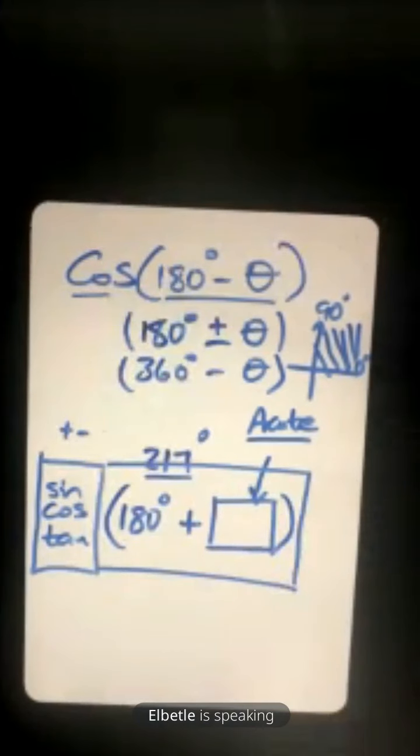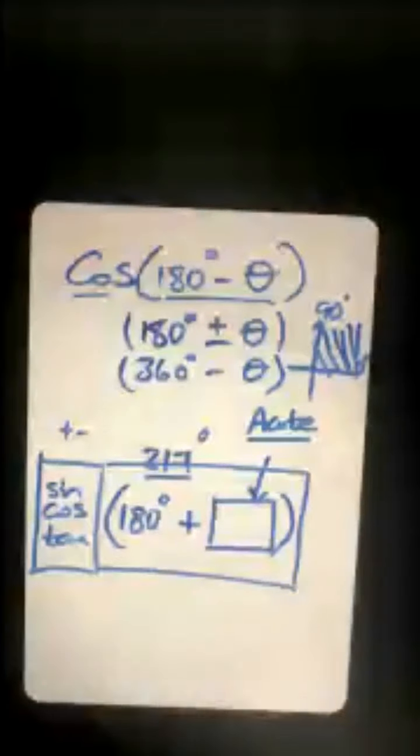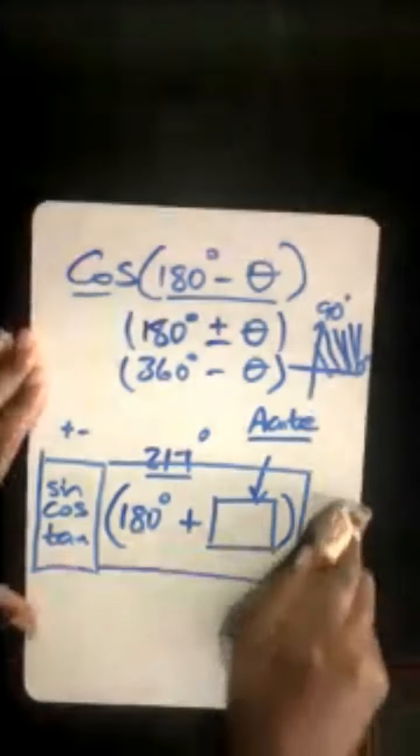Wait, so I have a question. If it's in quadrant 3, so we're going to say 180 plus an acute angle? Yes, if it's in quadrant number 3. Do you want to see why you say plus? Yes, sir.